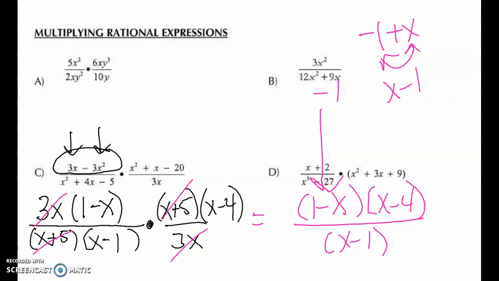So what we really have here is negative 1 times x minus 1, which allows us to then factor, let me change colors here, that and that. Okay, so what we really have left is negative 1 times x minus 4. Final answer. Okay, hopefully that is sufficient to help you understand how to multiply rational expressions.